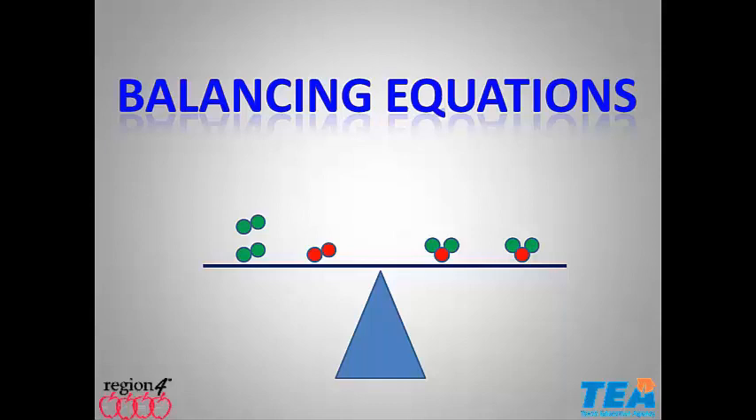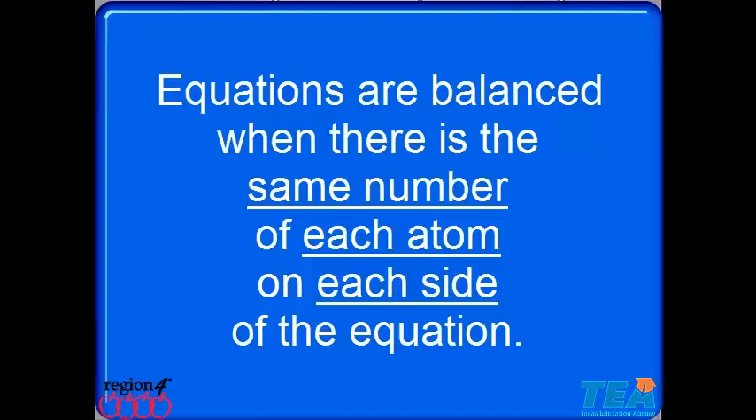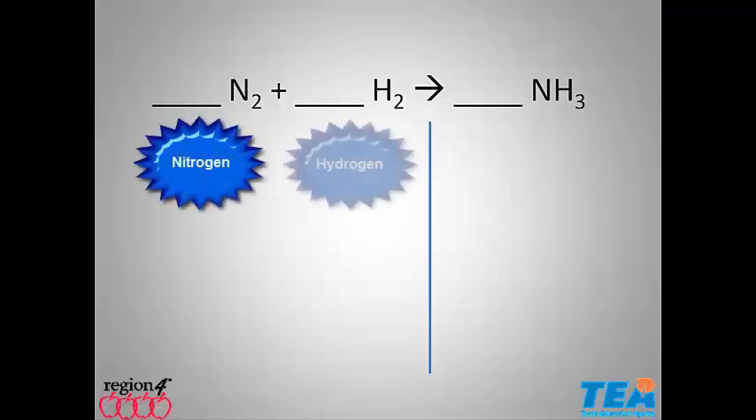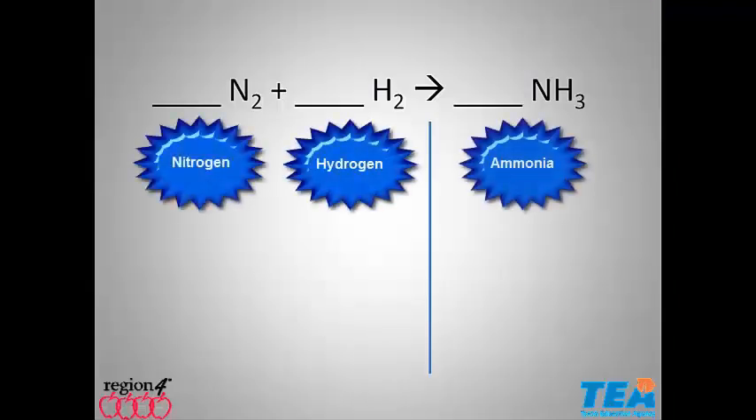In this video tutorial, you will see a step-by-step process for balancing chemical equations. You will need to have your notebook ready so that you can take notes as we go. Remember, equations are balanced when there is the same number of each type of atom on each side of the equation. Take a moment to write down this reaction just as you see it on the screen. We have nitrogen reacting with hydrogen to produce ammonia.